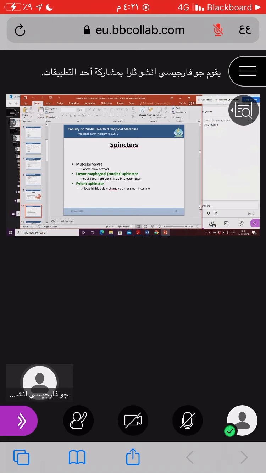It talks about sphincters. There is a pyloric sphincter. This question can be asked: where does the pyloric sphincter lie, between which and which organ? The pyloric sphincter is between the stomach and the small intestine. Like that, there is the esophageal sphincter, which is between the esophagus and stomach.